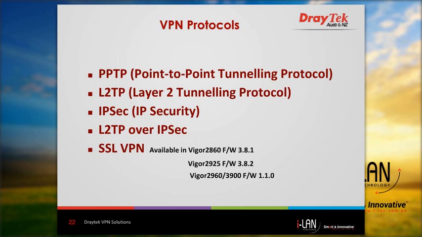As I mentioned earlier, in the latest firmware versions for the Vigor 2860 and 2925, SSL VPNs are now supported. So I've got the firmware version shown there at the bottom. So it's from 3.81, 3.82, and for the 2960 and 3900 it's 110, they'll introduce the SSL VPN. So that's an option in the LAN-to-LAN configuration.